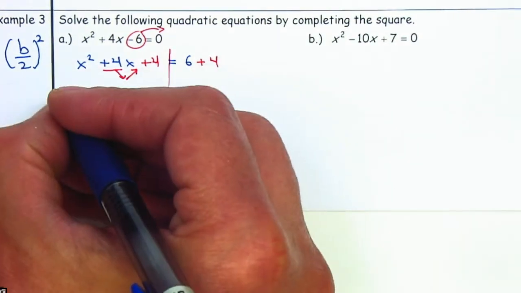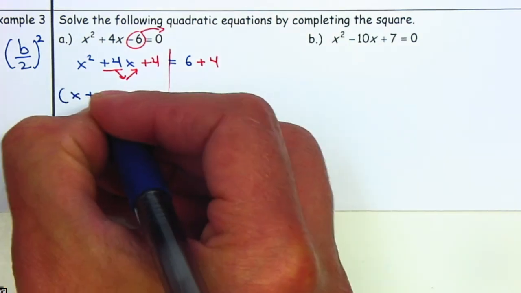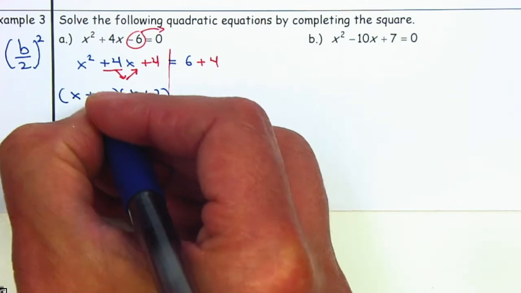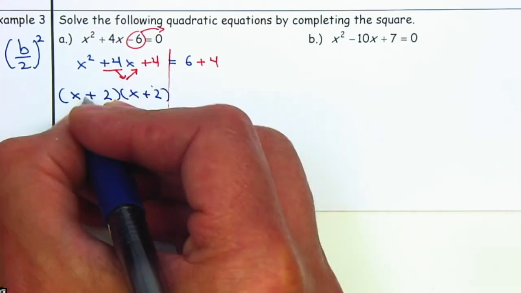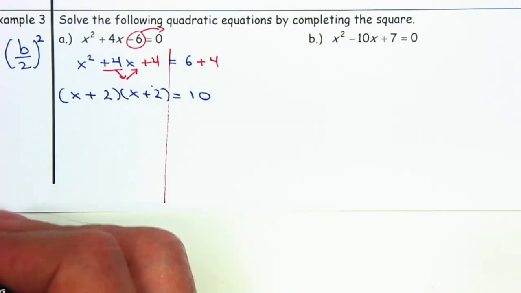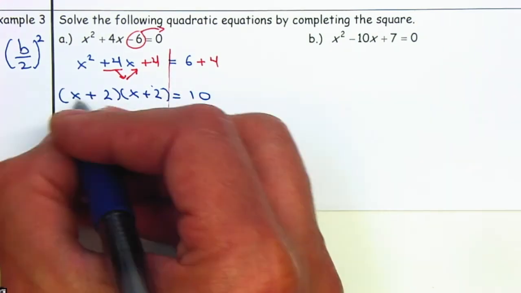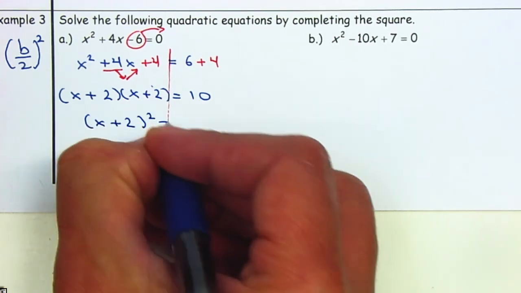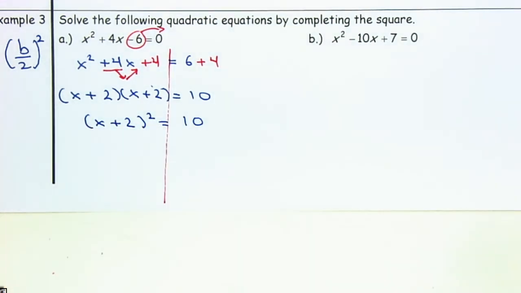I'm going to factor the left hand side, so it gives me x plus, x and x, positive 2 and positive 2. 2x and 2x is 4x. On the right hand side we have a 10. I'm going to go and rewrite it as 1. So we have x plus 2 squared is equal to 10.